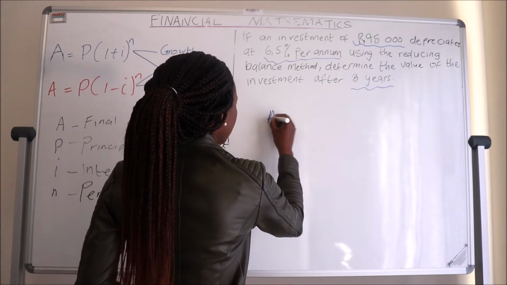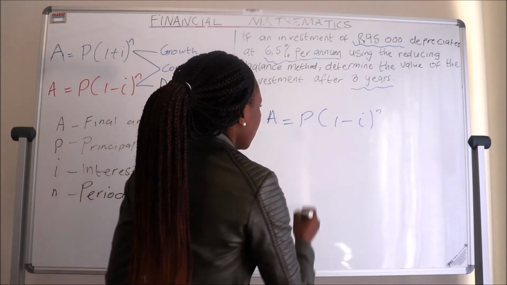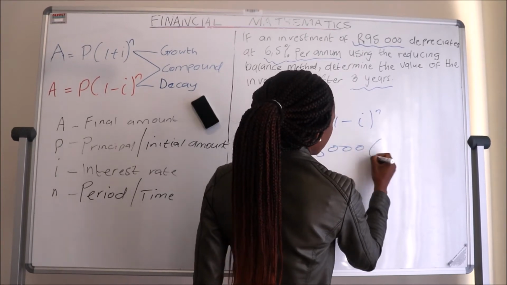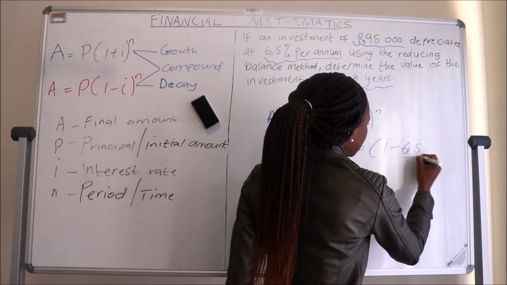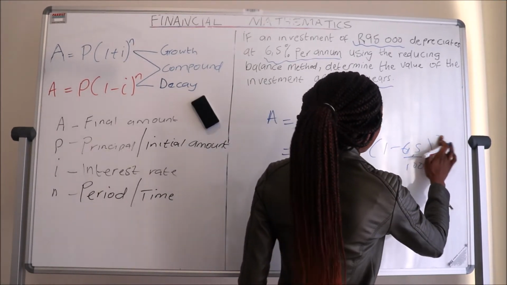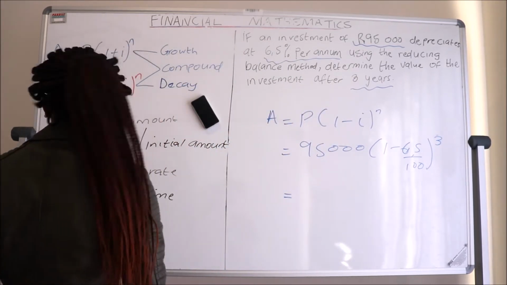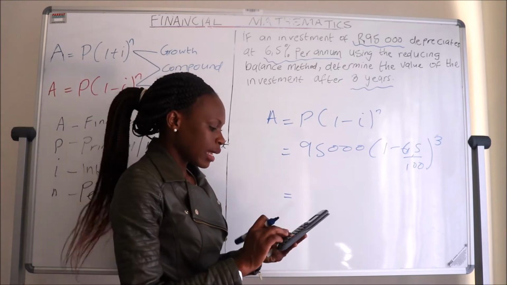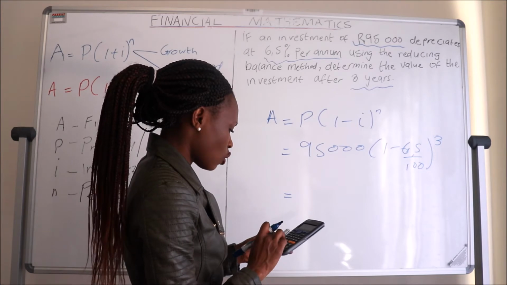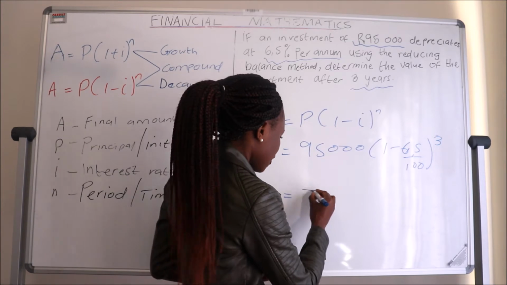So here we have A equals P into 1 minus I to the exponent of N. Here P is 95,000, our initial amount, I is 6.5%, the interest rate, and N is 3 years. So we have everything that we need to solve this question. We go straight into the calculator: 95,000 into 1 minus 6.5% to the exponent of 3.